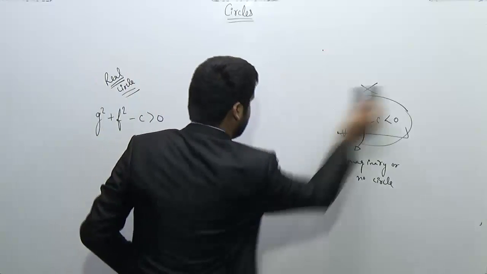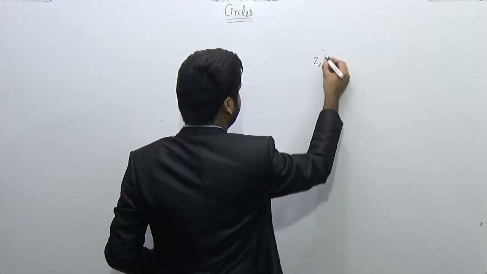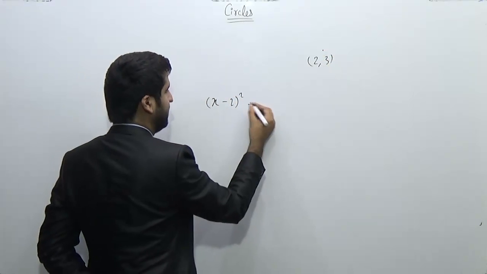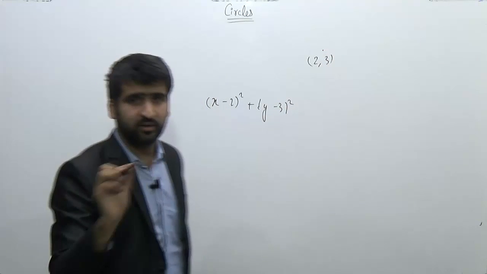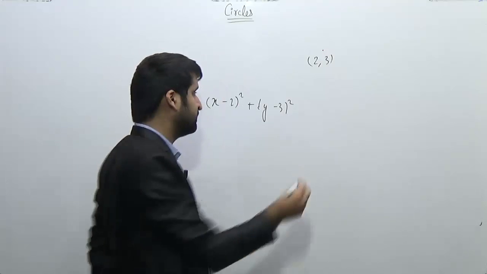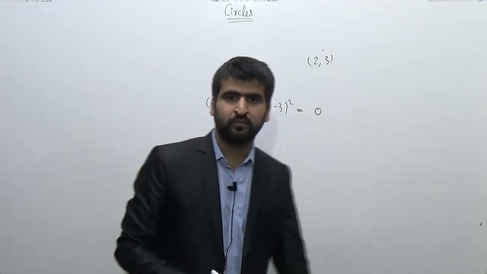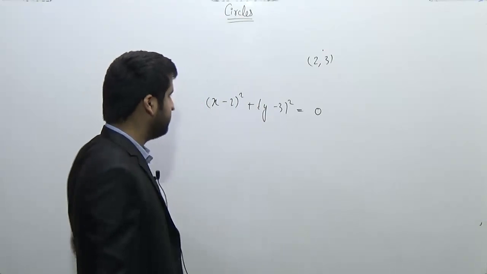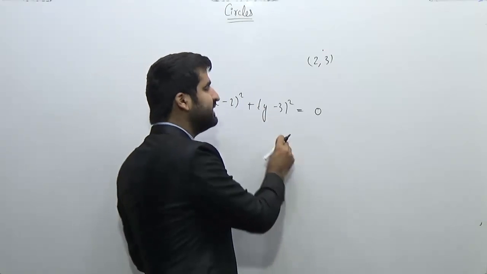Let's see. If I want to construct a point circle at a point, let's say 2, 3, the point circle will be x minus 2 whole square plus y minus 3 whole square. These two terms come because 2, 3 is the center. And we know that if it is a point circle, its radius will be 0, so I will equate it to 0. So this will be the equation of a point circle. Now we know that if the sum of two squares is 0, then individually both values will be equal to 0. So x is equal to 2 and y is equal to 3. So on this circle only one point will lie.